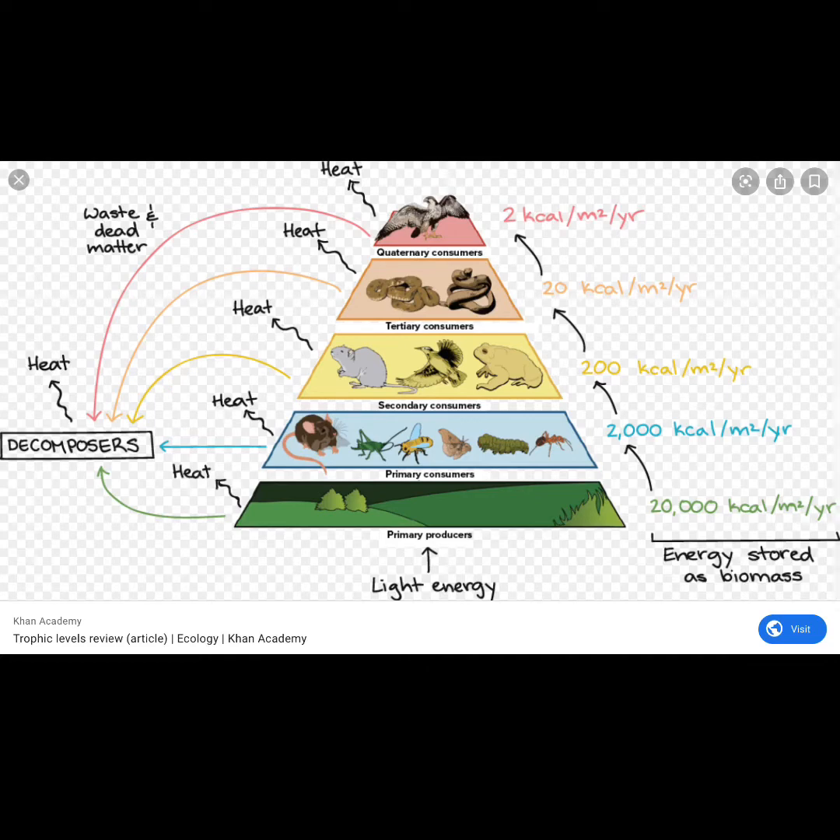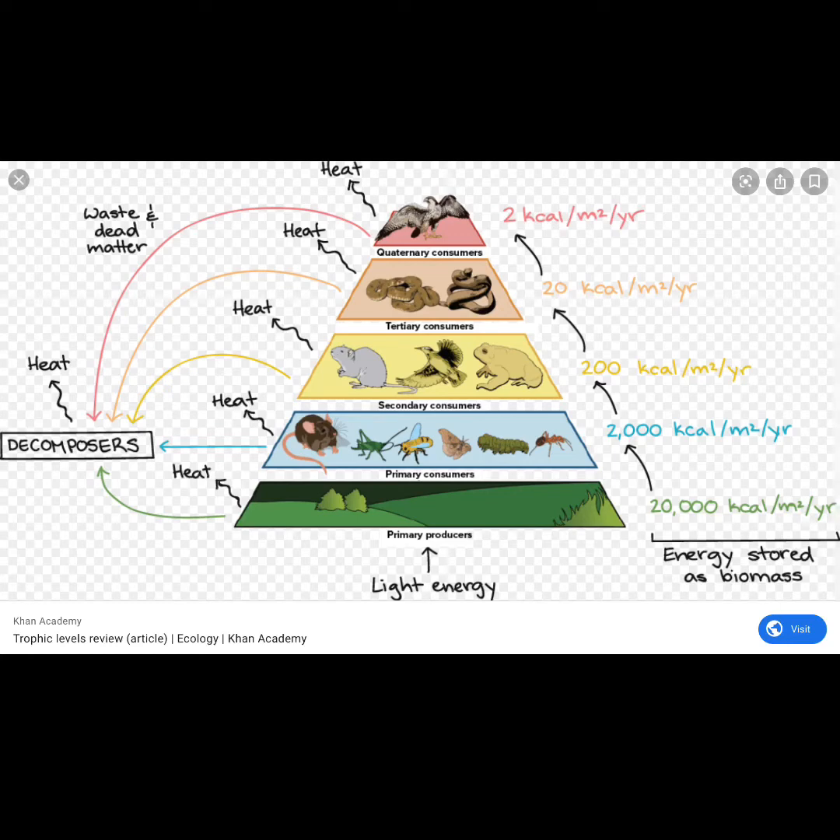So if you look at the bottom of this diagram, you can see that originally the producers had 20,000 kilocalories of energy. When the primary consumers eat the producers, only 10% of that 20,000 is passed on to their level. So at their level, they have 2,000 kilocalories of energy.